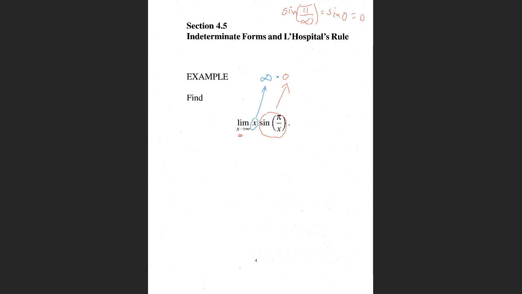But in this problem, we can't use L'Hopital's rule directly, because L'Hopital's rule is good if you have a 0 over 0 indeterminate form, or an indeterminate form of plus or minus infinity over plus or minus infinity. So I have to manipulate this limit. I have to algebraically rewrite it as a ratio of two functions, and hopefully the behavior will be one of those two indeterminate forms. So let's go ahead to the solution and see what we do.